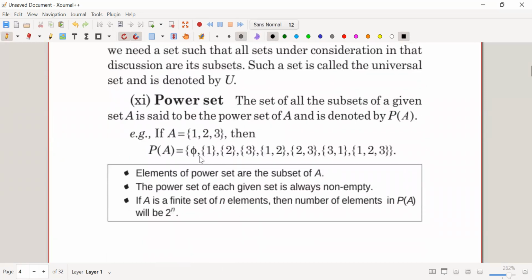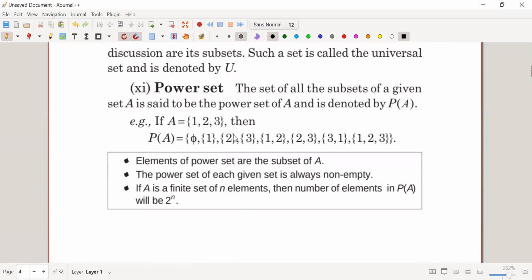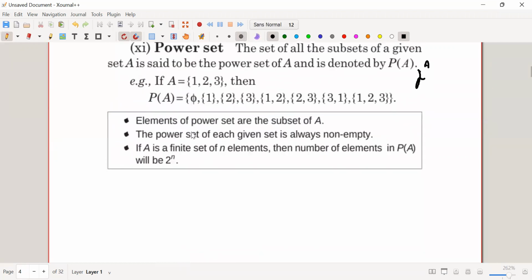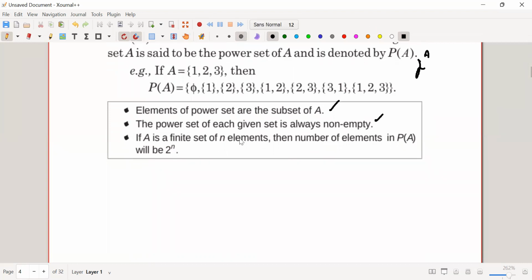Example 1, 2, 3. First one is phi, the null set, then 1, 2, 3, and we'll be having 2 power n. The elements of the power set are subsets of A. The power set of any given set is always non-empty. Why? Because there will always be a null set. If A is a finite set of n elements, the number of elements in P of A will be 2 power n.